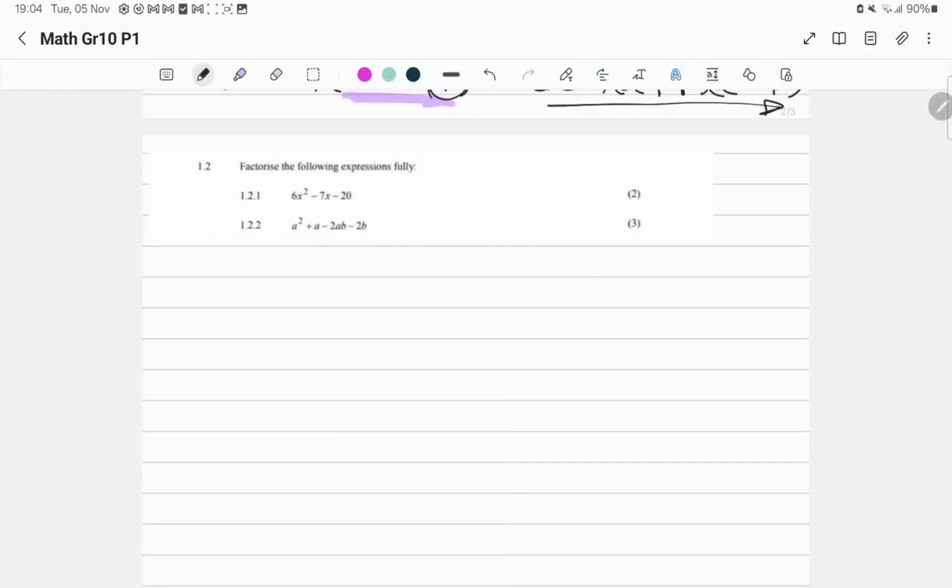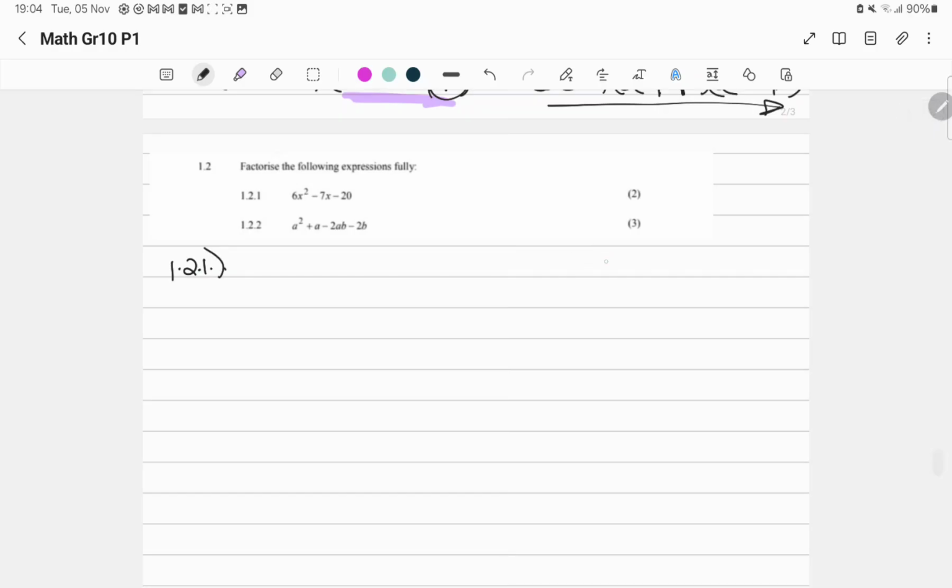Alright, so in the previous video we had a look at factorization, but I just want to look again at two very common factorizations that I can almost guarantee you will get in an exam, and that is trinomials and grouping. Alright, so let's just quickly have a look at question 1.2.1.